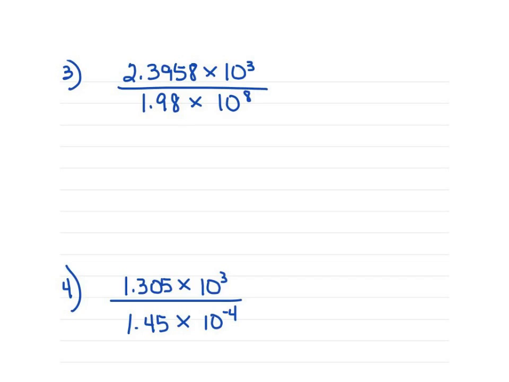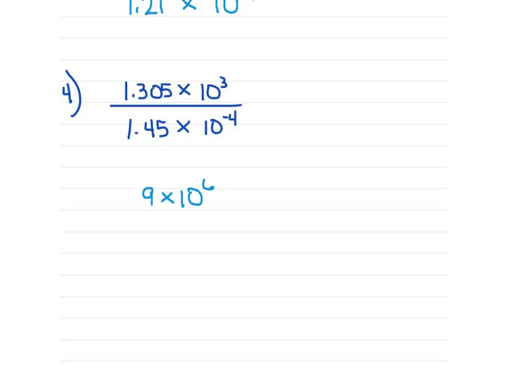Okay, when we are dividing numbers that are expressed in scientific notation, the same concept applies. We will divide a's, and then we will divide the powers of 10. Then we will rewrite our expression in scientific notation. So let's go ahead and divide 2.3958 by 1.98, and then we will divide 10 cubed by 10 to the 8th power. The answer for number 4 is 9 times 10 to the 6th power.